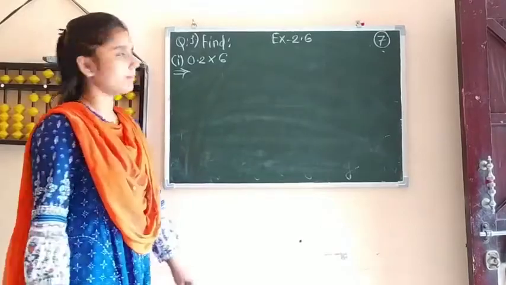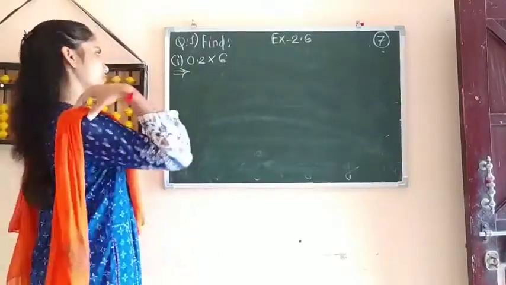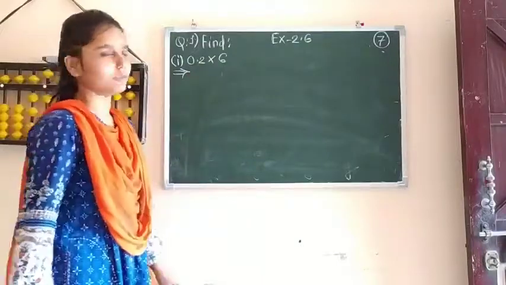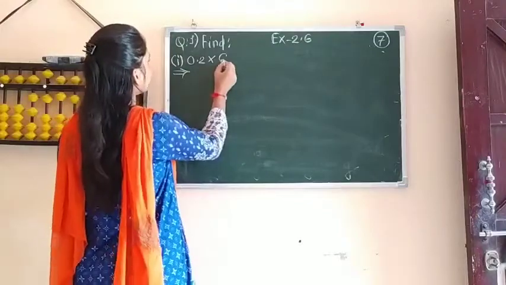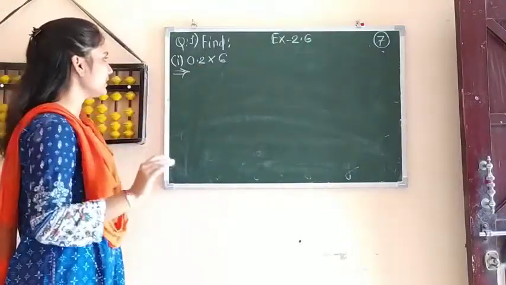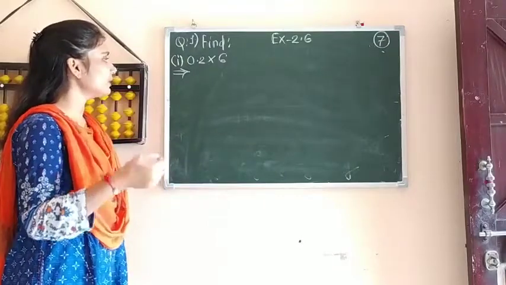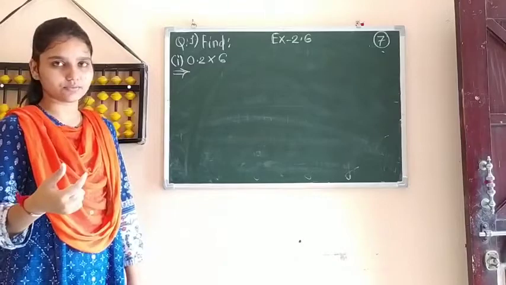6.6. Question number 1. Find. In this question you have to multiply. So the multiplication is of decimal numbers. Okay, so it is very easy. See how to multiply this. 6 means we have to multiply in the general way. And the main thing here is that you have to put the decimal properly. So where to put the decimal point? Listen to that carefully.